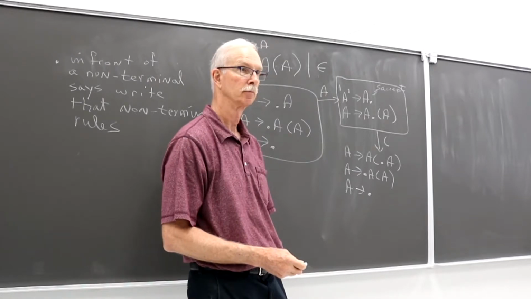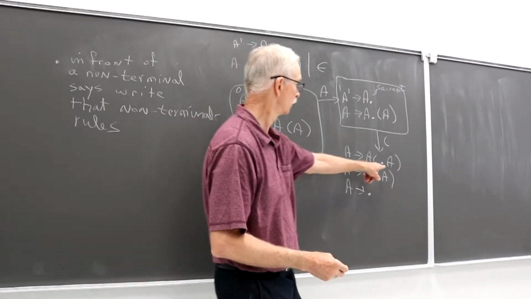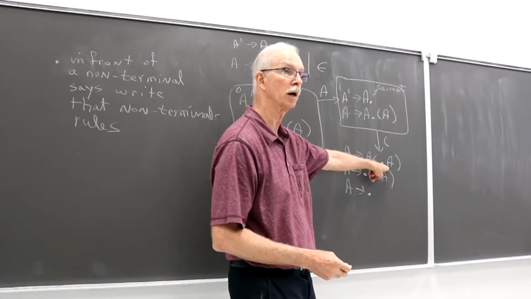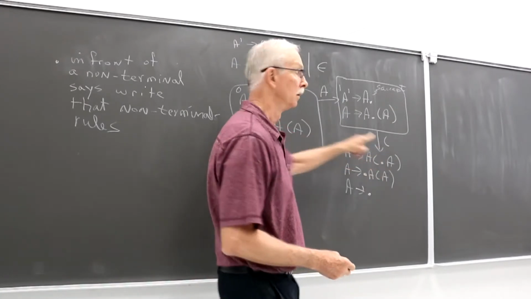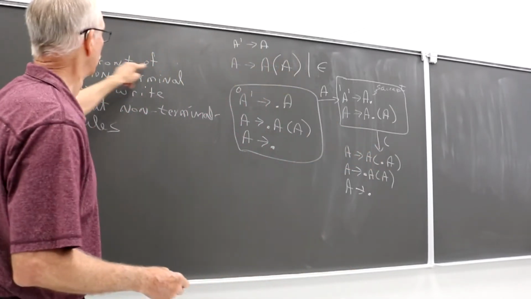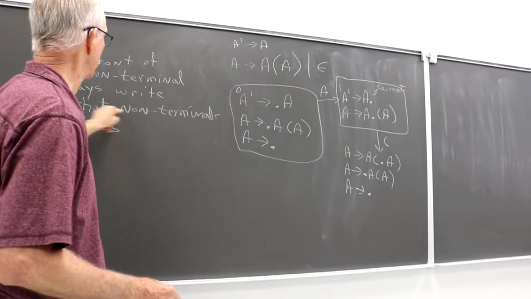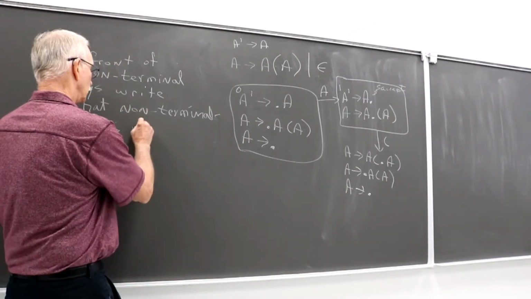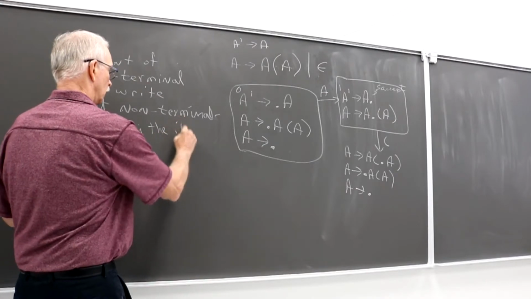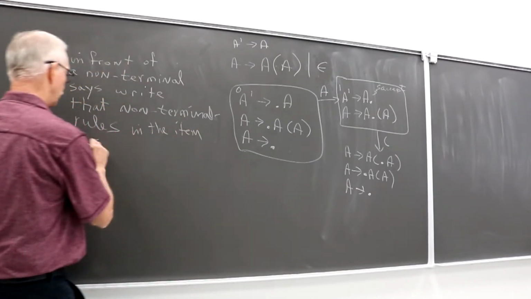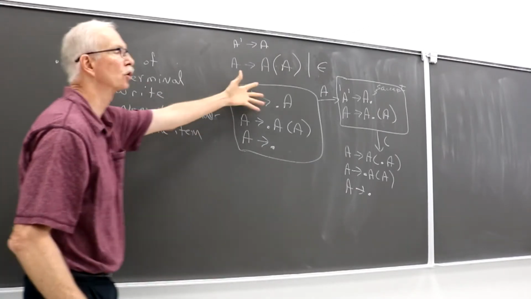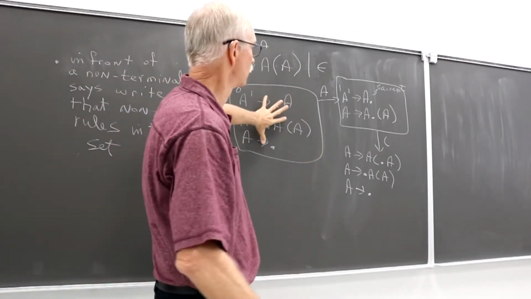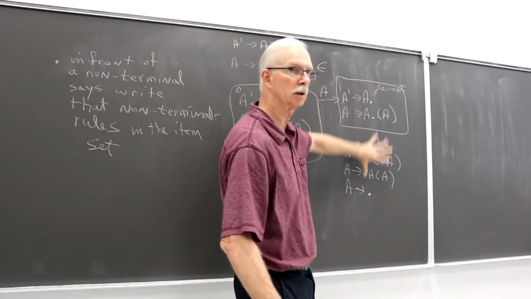Why'd you rewrite A goes to dot A? Because I got a period in front of the non-terminal. A period in front of a non-terminal says write that non-terminal's rules in the item set. These things are called item sets. This is an item set, this is an item set, this is an item set.